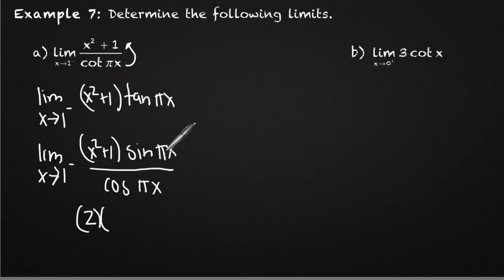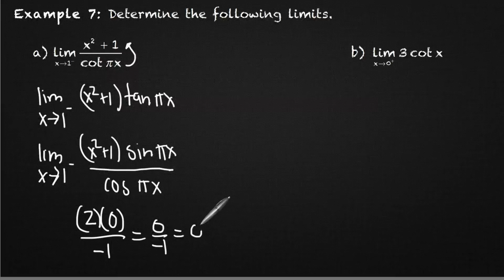And that gives me sine of 1 pi. Pi is 180. It's on the left-hand side of the unit circle. The y value is 0, so essentially 0. And on the bottom, if I plug in 1 here, I'm going to get cosine of 180, which is negative 1. So you have 2 times 0, which is 0, divided by negative 1, and that's just going to give me 0 as the limit.